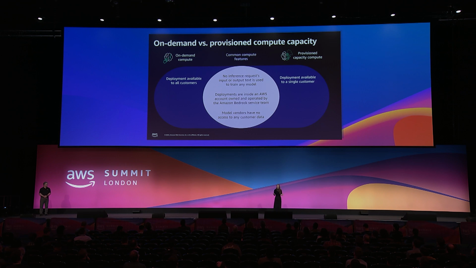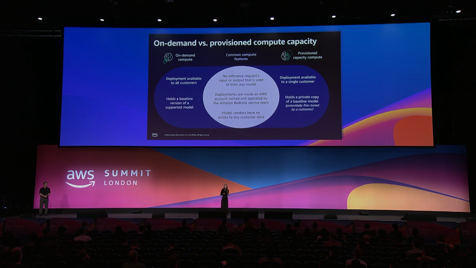Then let's have a look at their differentiation. First, starting with who can access my model. Well, with on-demand, this is going to be available to all AWS customers. So this means that we're all going to be sharing the same compute environment. On the other hand, with provisioned, this is going to be made available to just one single AWS customer. So we're going to have a dedicated environment of that model available only to you.